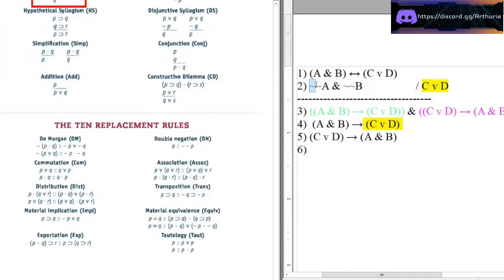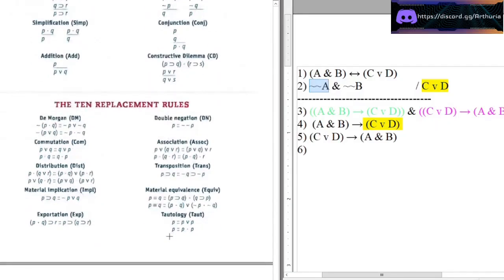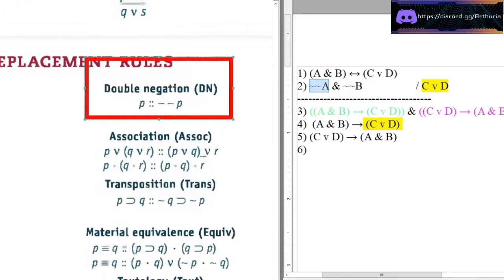What is not A? Isn't that A? It's double negation. Wait, can I not talk? Sorry. Oh, you had a question? Oh, wait, are we allowed to talk in here? Yeah. Okay.